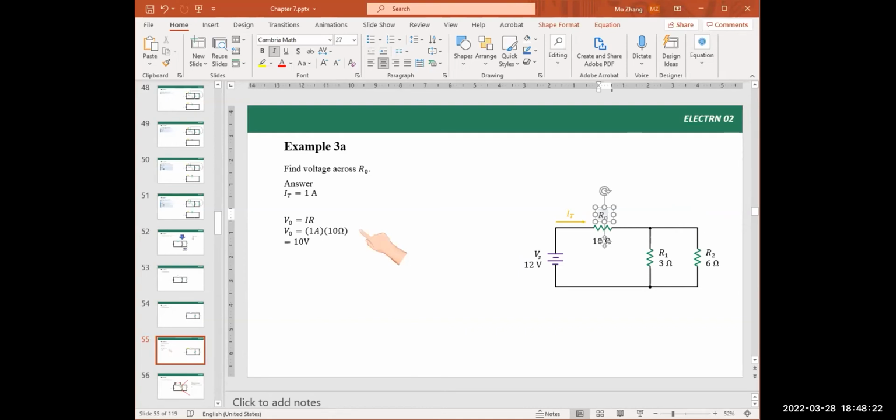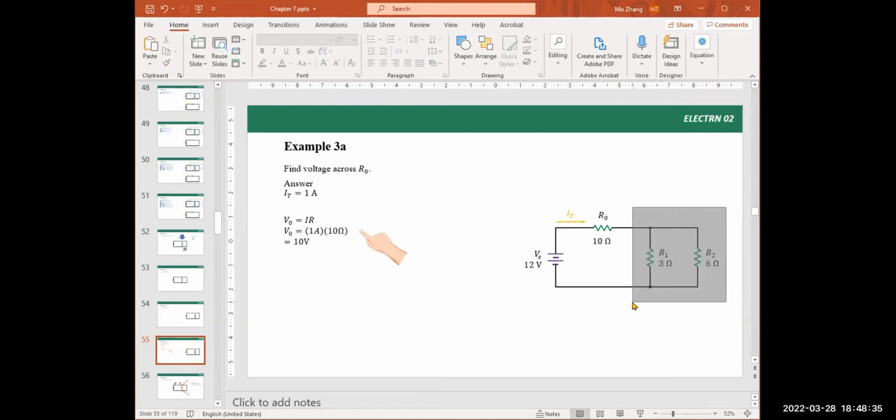So this is the voltage drop here. Source voltage minus that voltage. The leftover is the voltage on this region or on this side in this region.